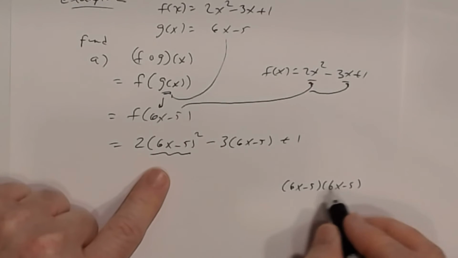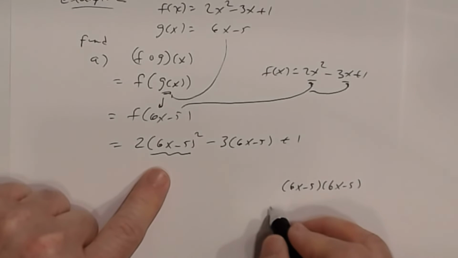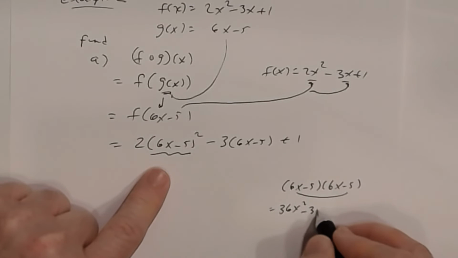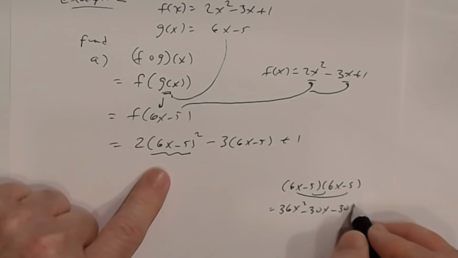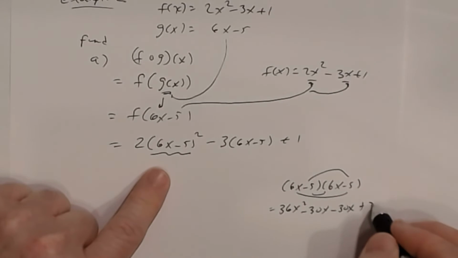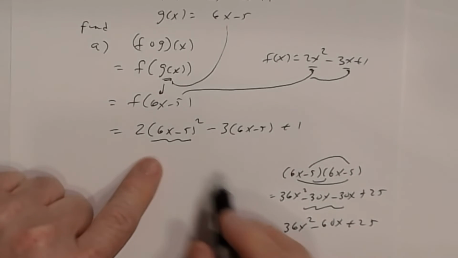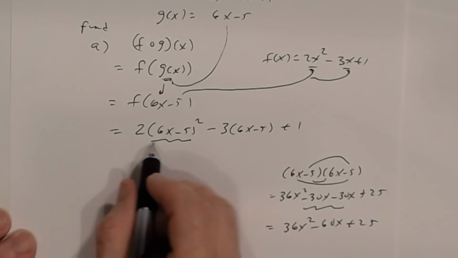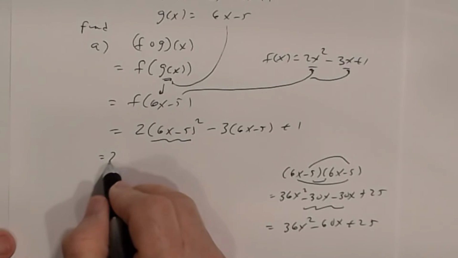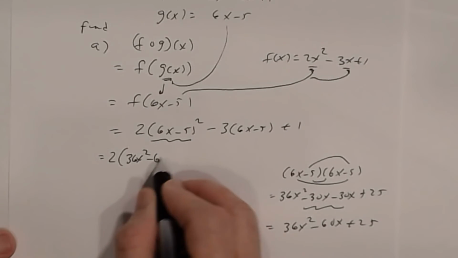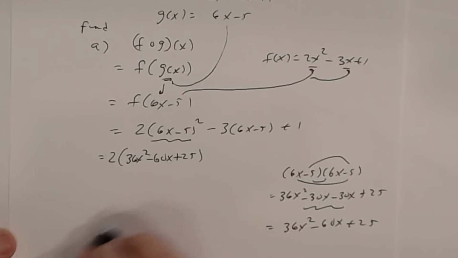So FOIL, two binomials. 6x times 6x, 36x squared. The outer is a negative 30x. The inner is also a negative 30x. And the last is a positive 25. Combining like terms, this is 36x squared minus 60x plus 25. What I found is only this. But it's just multiplying by 2 now. So you've got to say 2 times this trinomial, 36x squared minus 60x plus 25.